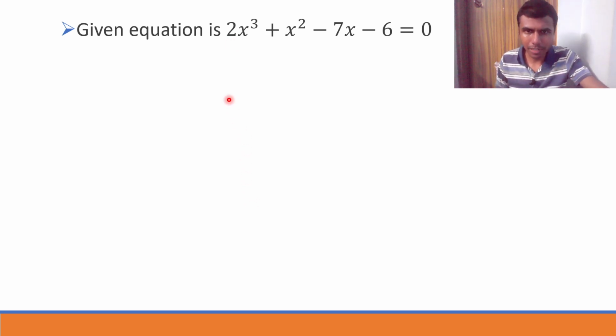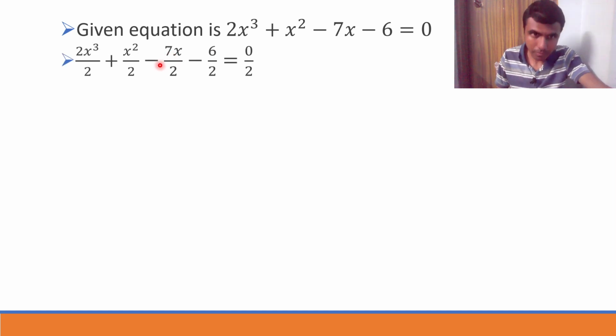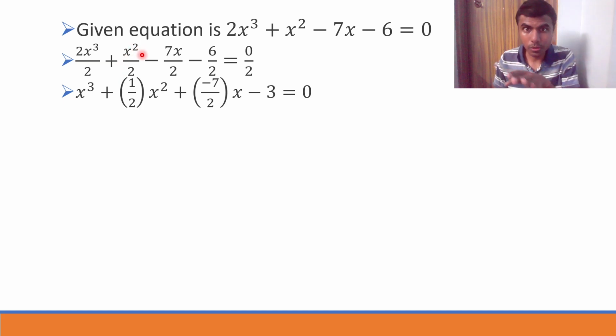That means each term of this equation will get divided by 2. See, 2x cube by 2 plus x square by 2 minus 7x by 2 minus 6 by 2 is equal to 0 by 2. Basic simplification. Now here the 2 cancels, so x cube plus x square by 2, which I am writing as half into x square. Next, minus 7 by 2 x, which I am writing as plus of minus 7 by 2 x. It is totally okay. And 2 3s are 6, so minus 3. 0 by 2 is anyway 0. Now why I put brackets like this, you will understand.